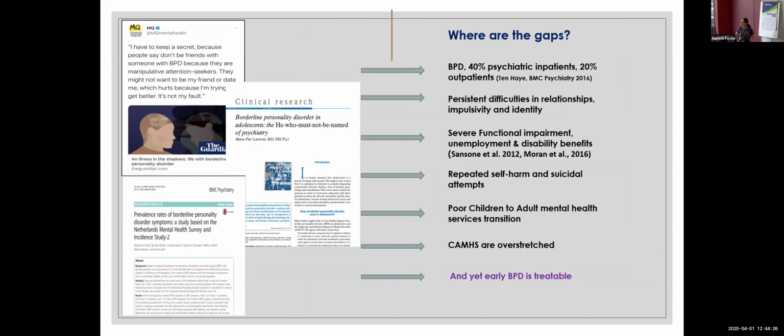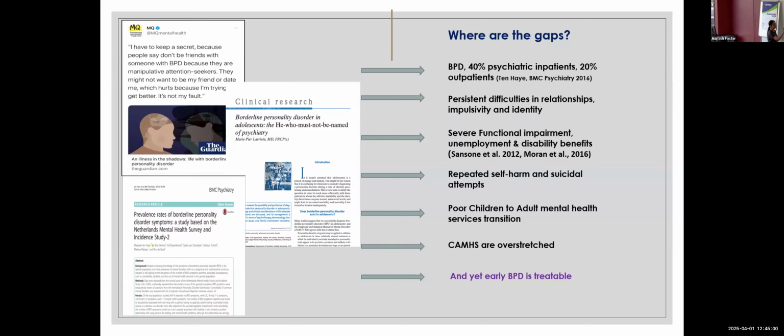So where are the gaps? We know BPD presents in 40% of psychiatric inpatients and 20% of outpatients, but people are generally seen for other conditions such as eating disorders, psychosis, major depression. And if left untreated, it impacts long-term functional outcomes in the form of unemployment, homelessness, seeking disability benefits, multiple contacts with the youth justice system, and sadly is associated with very high levels of premature mortality.